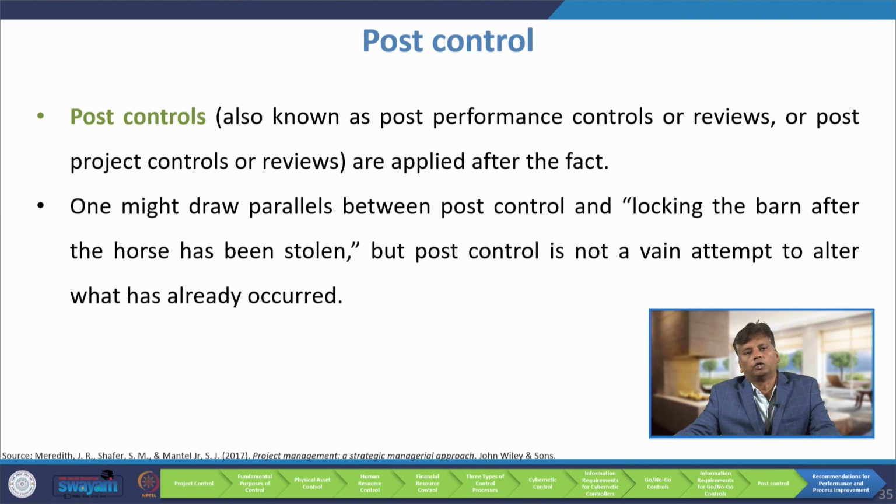The third type of control is post control. Post controls, also known as post performance controls or reviews, or post project controls or reviews, are applied after the fact, as soon as the project is completed. One might draw a parallel between post control and locking the barn after the horse has been stolen, but post control is not a vain attempt to alter what has already occurred. Just because we are doing analysis after the project is completed, it is not a wasteful, futile activity, but we can learn many things after the project is completed when we do the post control.